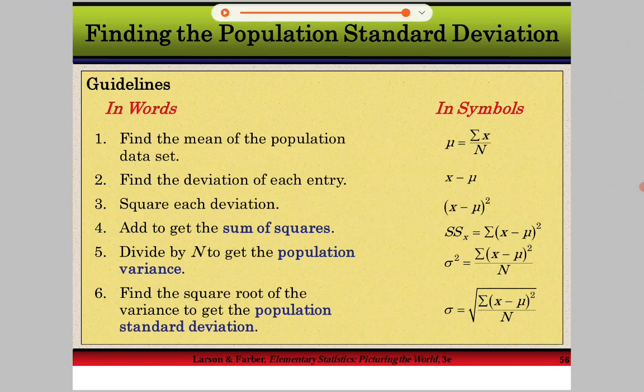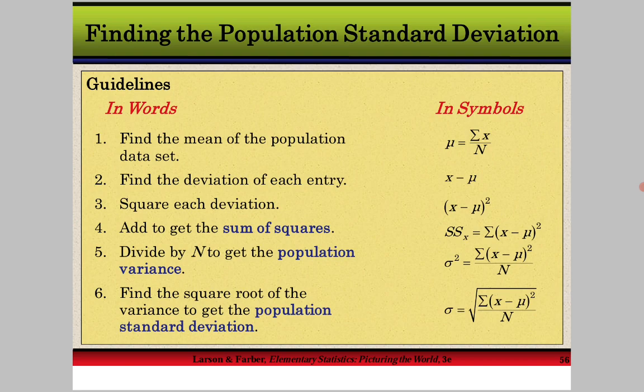Finding the population standard deviation. How do we find the standard deviation step by step for a given table or data? First, find the mean of the population data set. What is the mean? Mean is equal to sigma x by capital N, where x is a single data item and capital N is the total number of items.